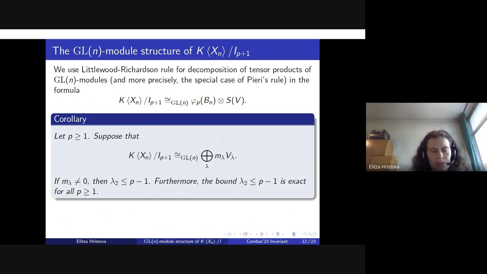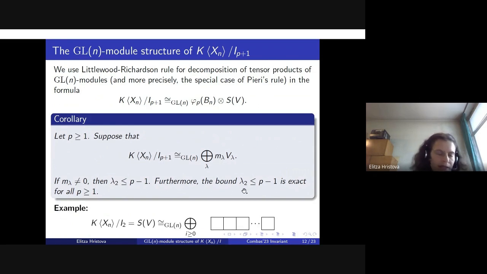And there is one important remark here, which is that this bound is exact, meaning that for any p, there is always an irreducible GL_n module V_lambda which appears with non-zero multiplicity in the decomposition, and for which the second value lambda_2 is exactly equal to p minus 1. So this bound is exact for all p. And one example is given by the symmetric algebra. Here p is equal to 1, so p minus 1 will be 0. And this is exactly what happens.